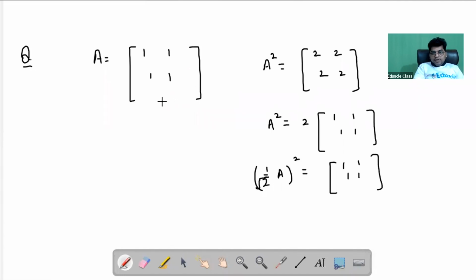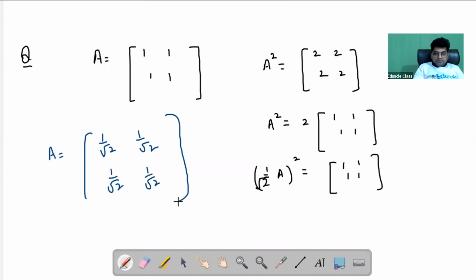So this matrix is not idempotent. But what about this matrix? If I write this, this is idempotent.